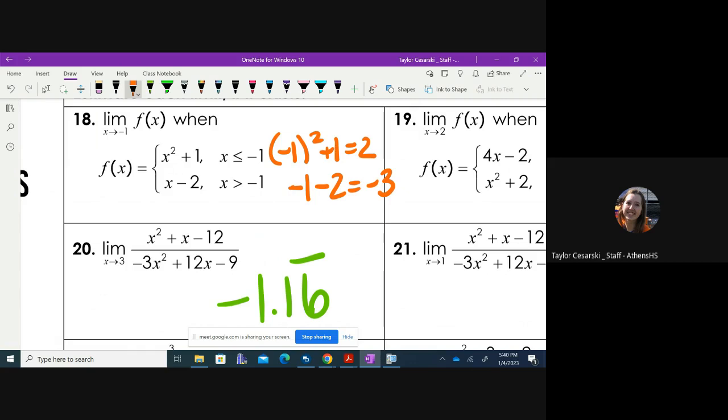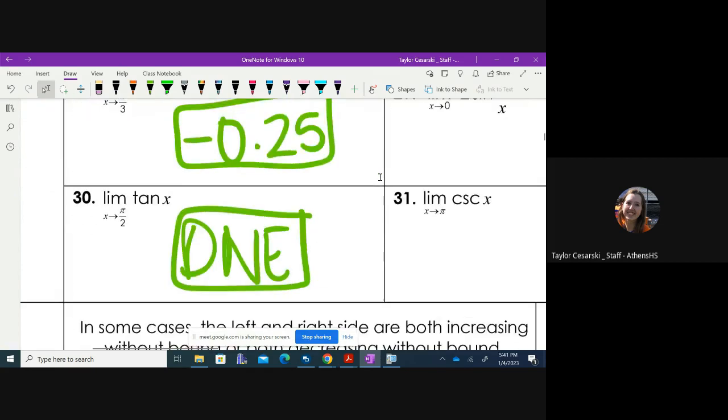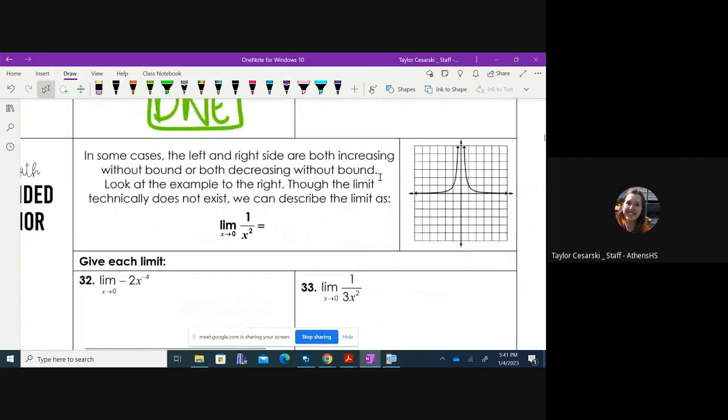So the left side will be stopping at 2, but the right side won't be starting until down at negative 3. That's different on the left and the right side, so we say the limit does not exist. If they were the same value, let's say 2 and 2, the limit would exist and the limit would be equal to 2.